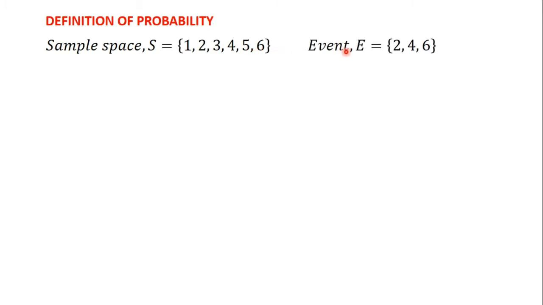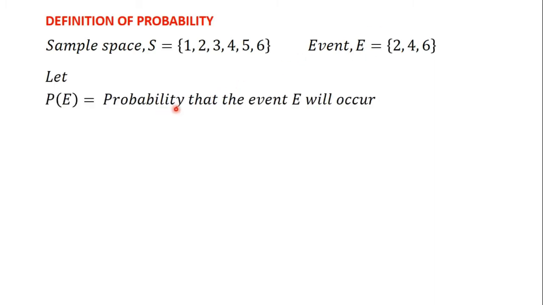We learned that the sample space is the collection of all the possible outcomes, and an event is a collection of members in the sample space using a common property. So let's say that we perform an experiment and we have S as the sample space, giving us 1, 2, 3, 4, 5, and 6. And we have an event E as 2, 4, 6. So we collected the event from the sample space. We want to find the probability that this event E will occur.